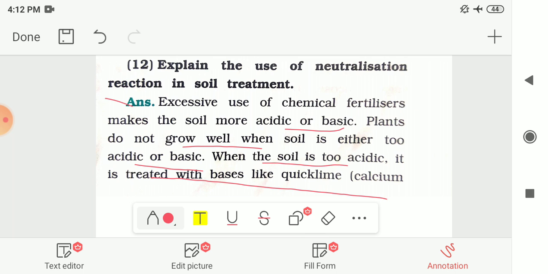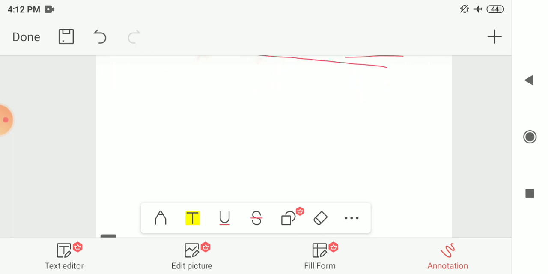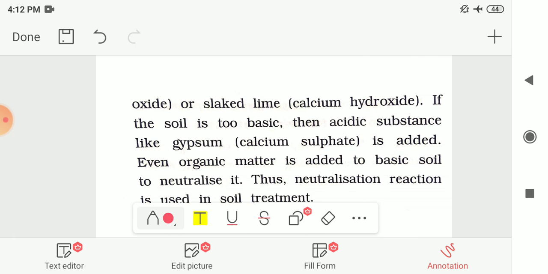So when the soil is too acidic, it is treated with bases. If the soil is acidic, then we have to add bases such as quicklime, which is also known as calcium oxide. Or we can also add slaked lime, which is known as calcium hydroxide. These are basic in nature, so to neutralize the effect of acid, we have to add the bases. And if the soil is too basic, then an acidic substance like gypsum, or you can say calcium sulfate, is added to neutralize the effect of base.